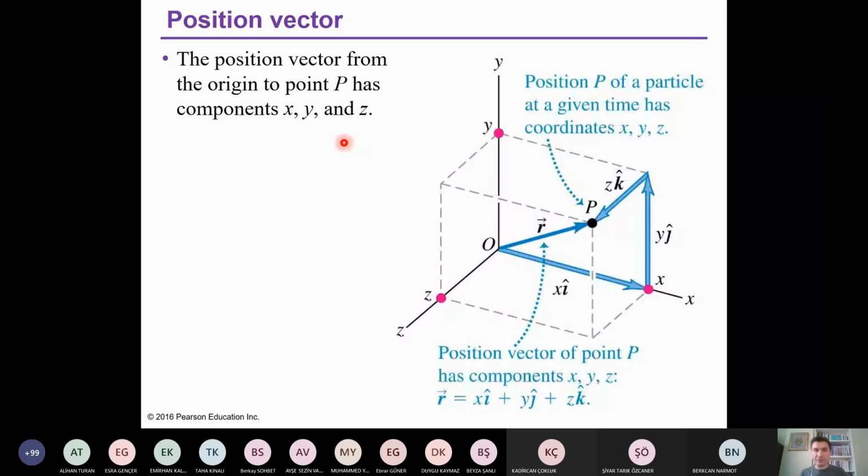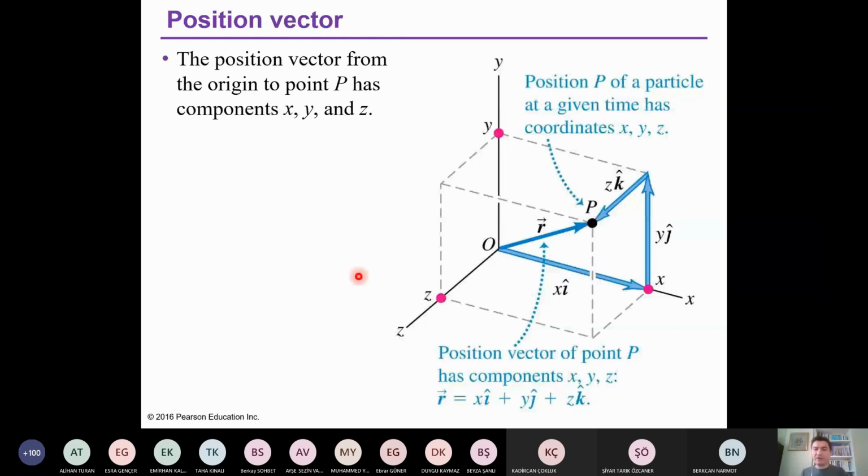Okay, now let me introduce a position vector. This is a new term for you. So what is the position vector? The position vector shows us the distance from the origin to the particle, and it is shown by small r. Of course, it is a vector. So this is the position P, and this vector from the origin to this point shows us the position vector.